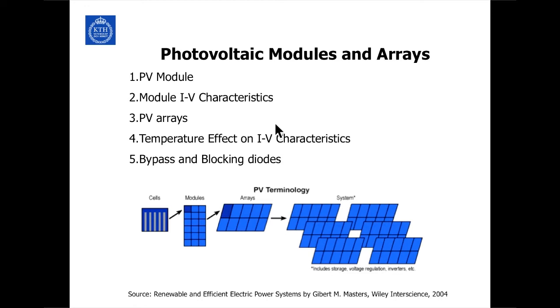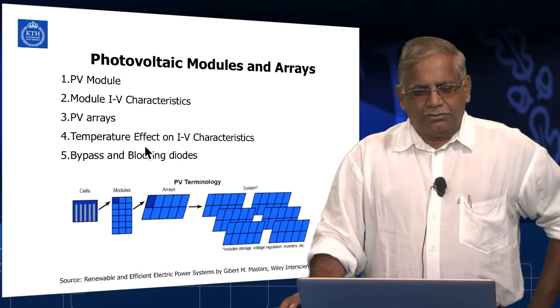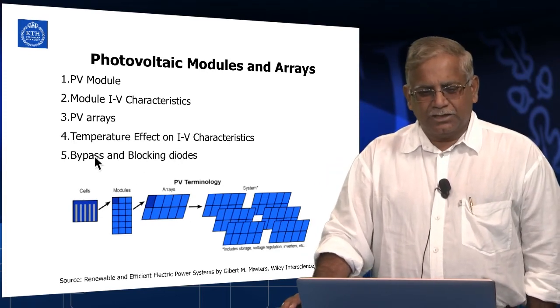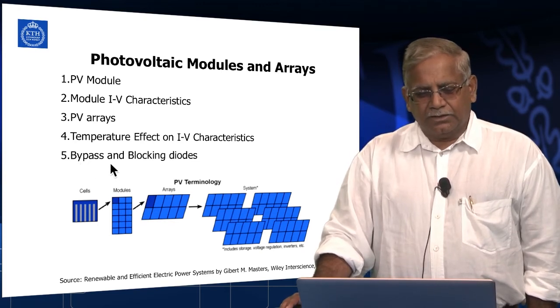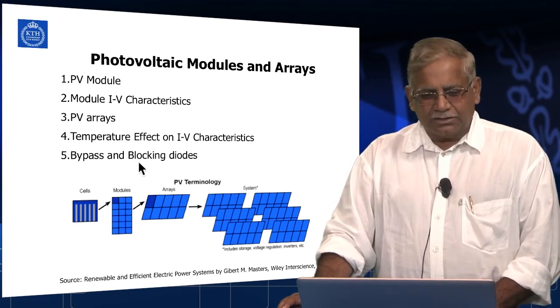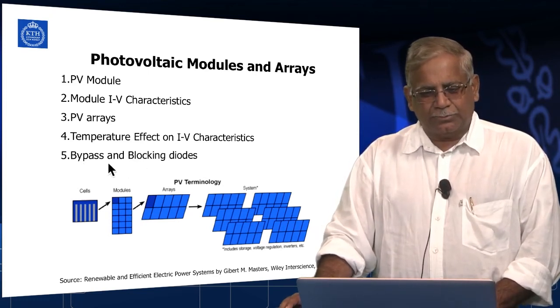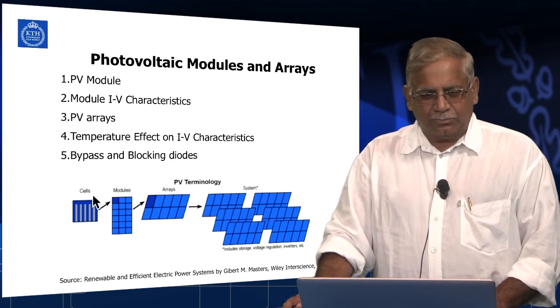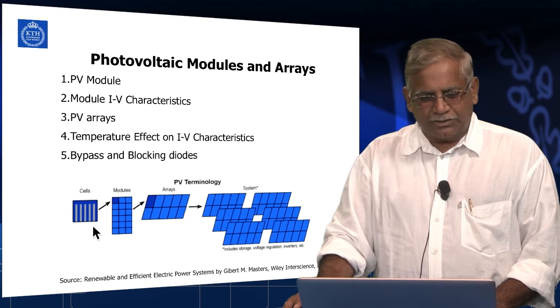The first one is the temperature effect on the IV characteristics. In doing so, when you're going from cell to module to arrays, we have to make sure that they are protected from one of the cells going bad and things of that nature. So we use what is called bypass and blocking diodes. So pictorially, these topics are shown here.